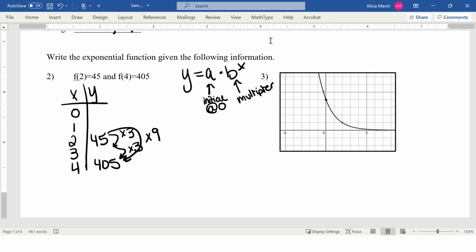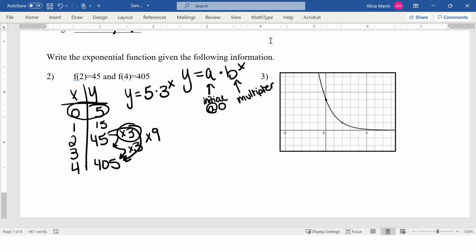So I can now work backwards to get to the 0 spot. So 45 divided by 3, that's 15. 15 divided by 3 is 5. So my initial value is 5, and my multiplier is 3. So my equation will be 5 times 3 to the x for my final answer there.